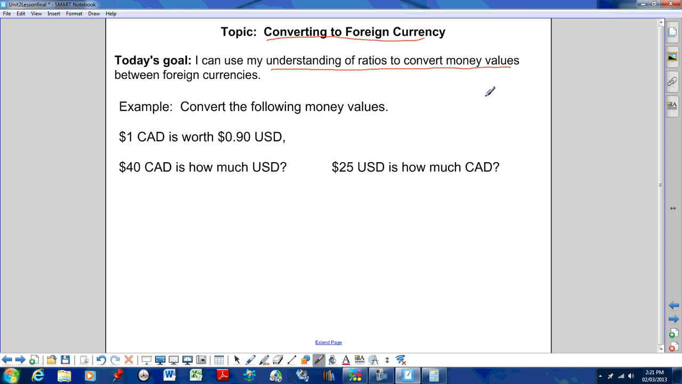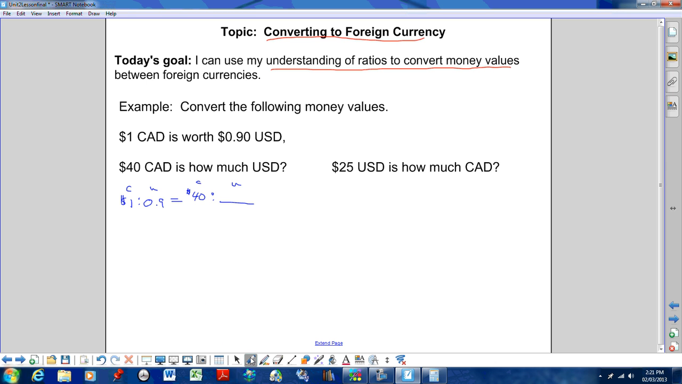So how do we set this up? I have 2 examples here on this page. The first example is $40 Canadian is how much US. Well, the given information up here, I know that $1 Canadian, $1, I'll put above Canadian, is worth 0.9 US. Now what information am I given? Well, I know that I have $40 Canadian. So I put the $40 in Canadian. So what is that worth in US currency?